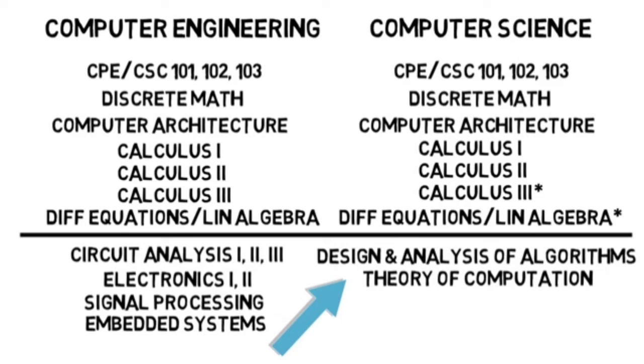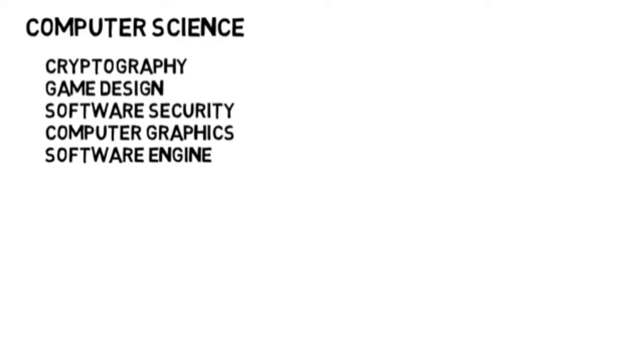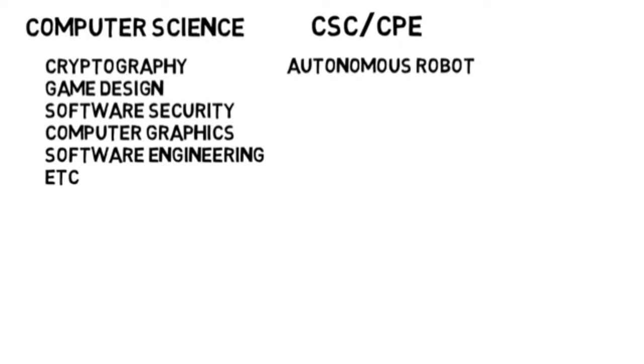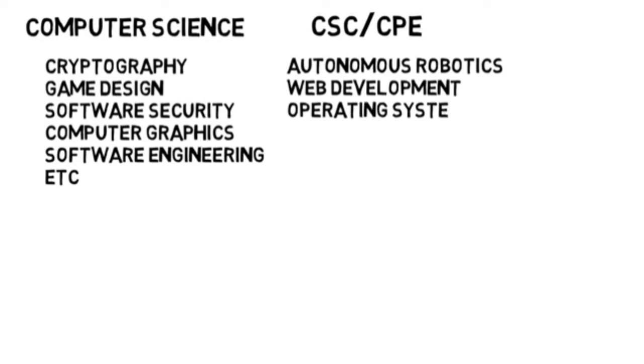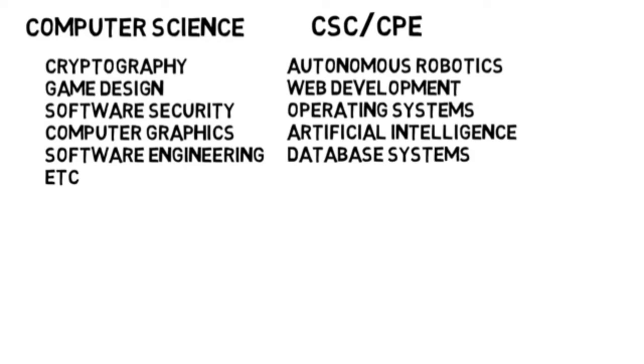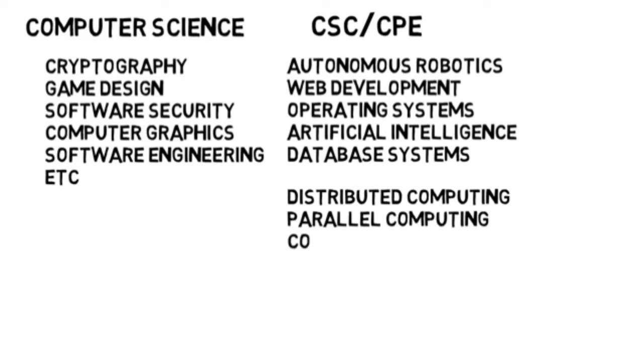Now computer scientists would not take the electrical classes on the left here. The computer science electives typically would be things like cryptography, game design, software security, computer graphics, and some classes on software engineering. But computer engineers could take these too. Then electives that are often cross-listed as either computer science or computer engineering include autonomous robotics, web development, operating systems, artificial intelligence, database systems, and many more that are just not so simple to understand. Now don't worry about the differences in these two columns so much. Lots of them are pretty much interchangeable, but focus more on what I discussed earlier in this video.